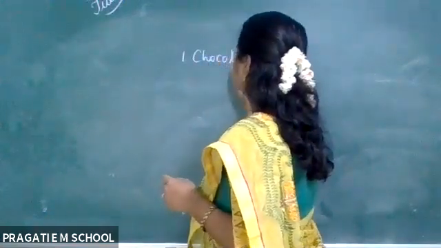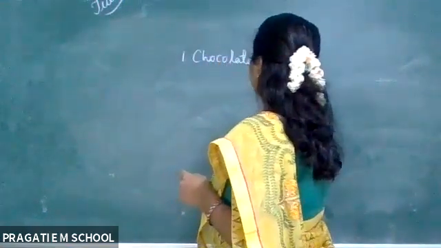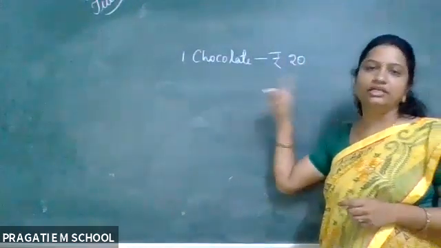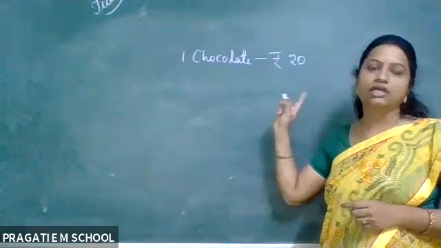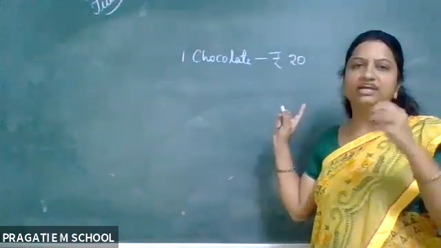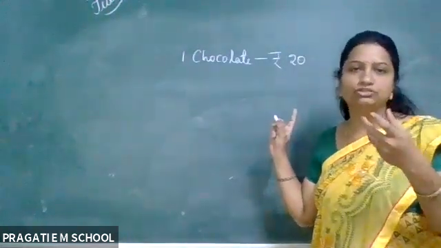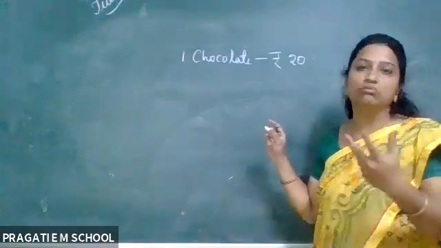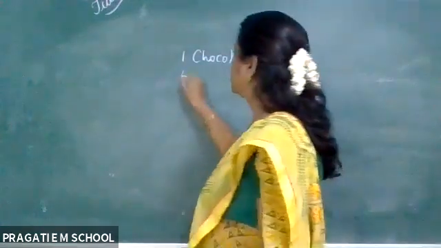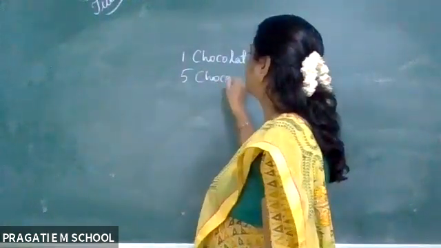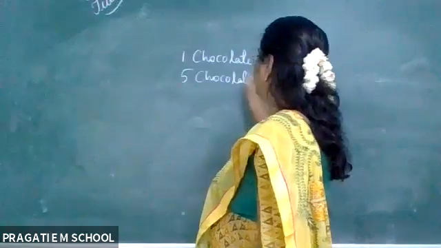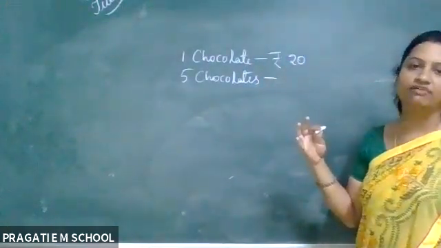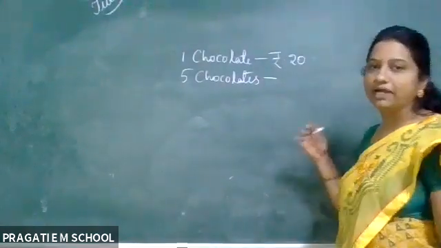one chocolate. Just think that it is 20 rupees. One chocolate is 20 rupees. Okay, and you are going to purchase 5 chocolates of the same amount, children. So, 5 chocolates. What is the cost of 5 chocolates we have? How do you calculate it?